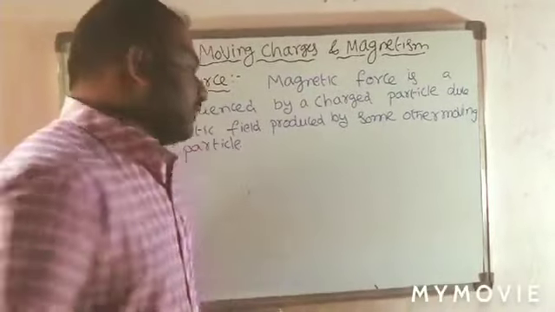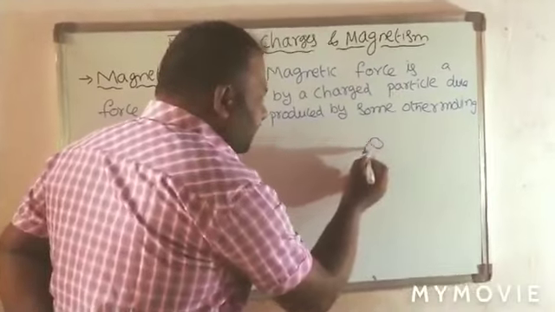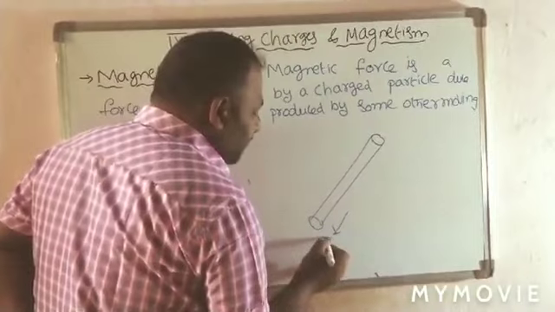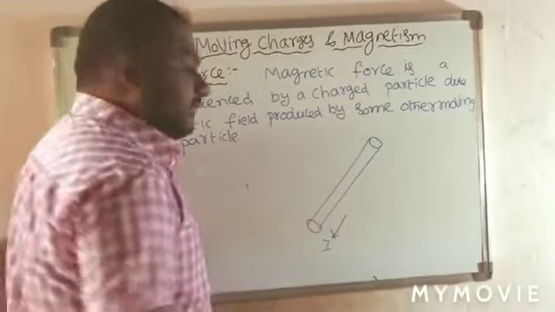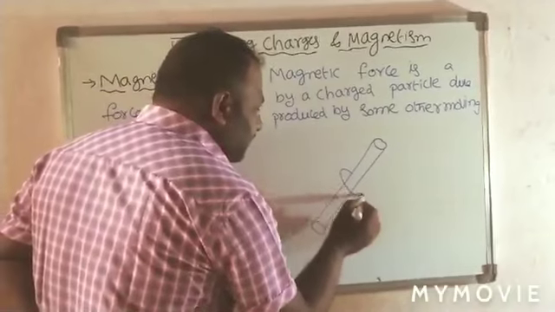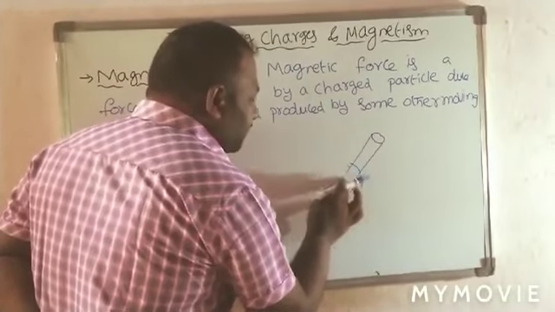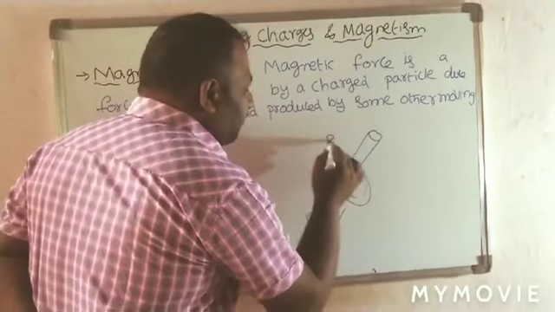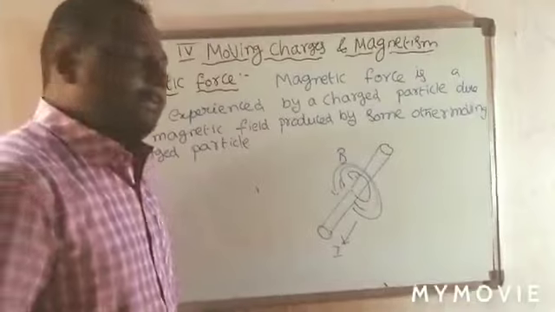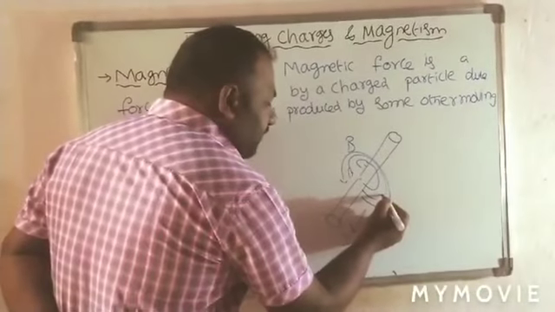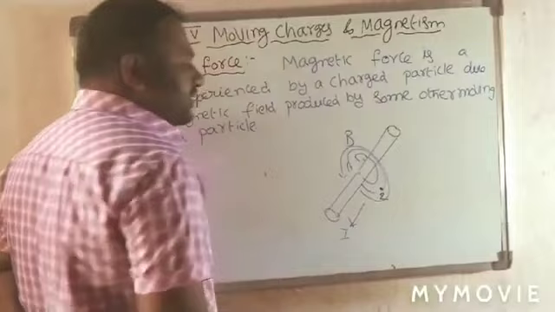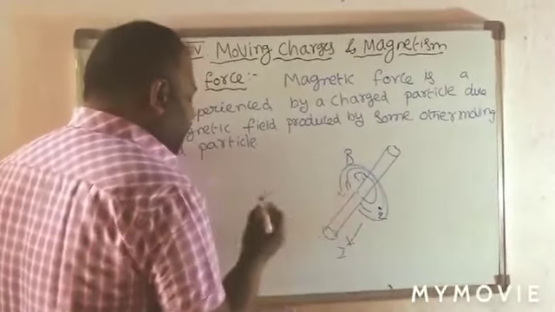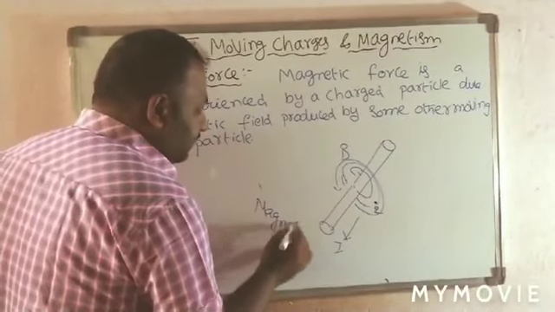From the Oersted experiment we know that if a charge is moving in a conductor, that is nothing but a current. When a charge is moving in a conductor, what happens around this conductor? A field will be produced. This is the magnetic field, represented by the term B. In this magnetic field, if we place a small test charge, then it experiences a certain force. That force is known as the magnetic force.